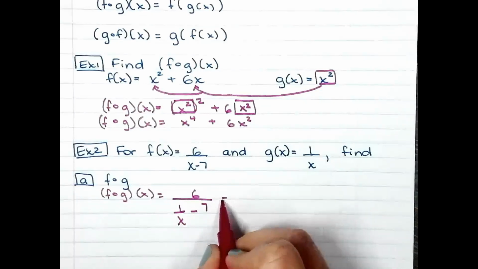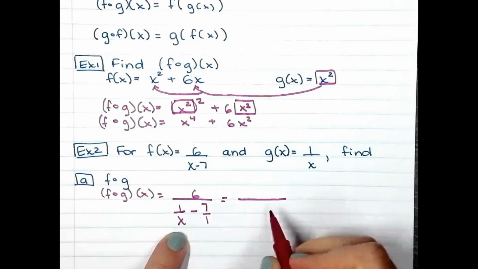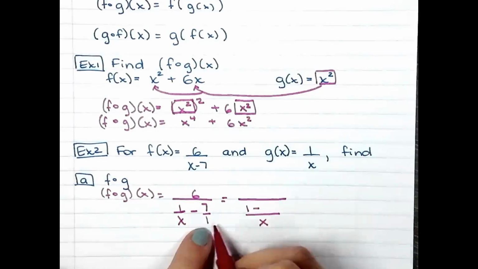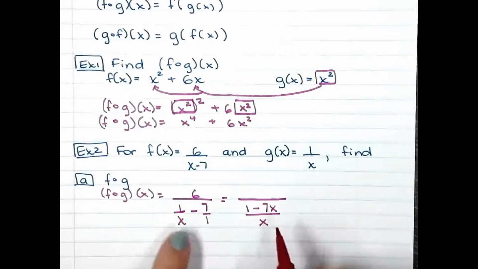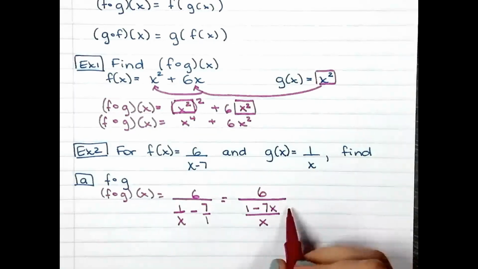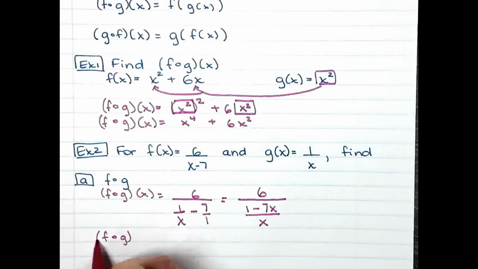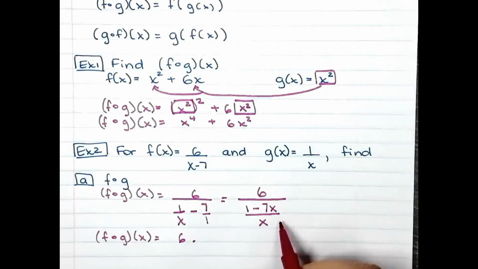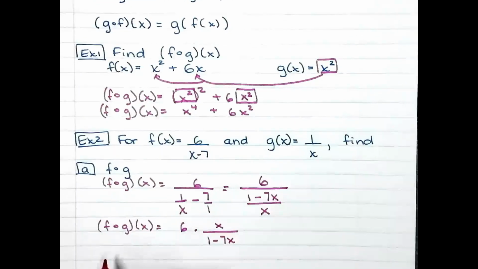Okay? Now right here, I need to find the common denominator between x and 1, which is going to be x. I have 1 on top. X divided by 1 is x. X times 7, 7x. Okay. When you divide, you multiply by the reciprocal. So f compose g of x. I have 6 in the numerator. Multiply by the reciprocal right here. So you flip this thing upside down. x over 1 minus 7x. Clean that up, make it pretty.